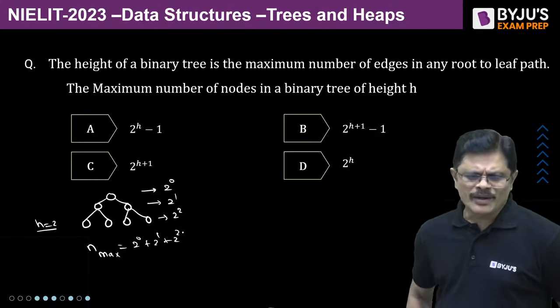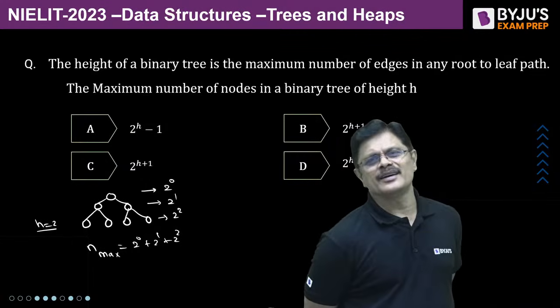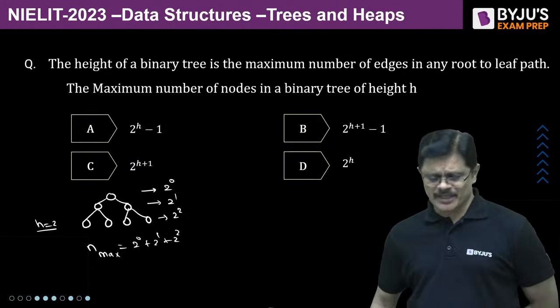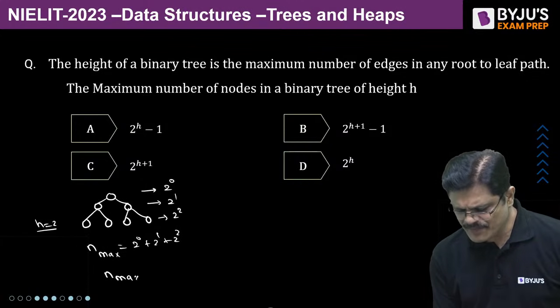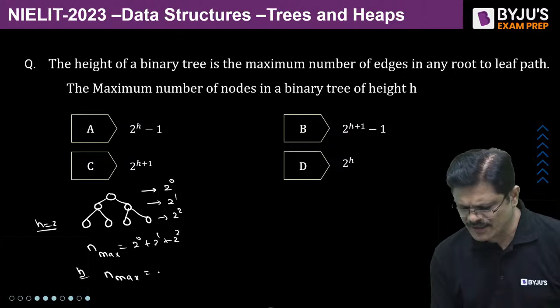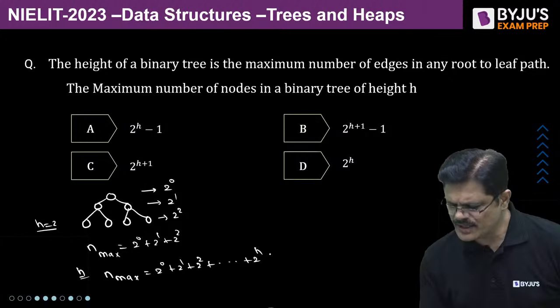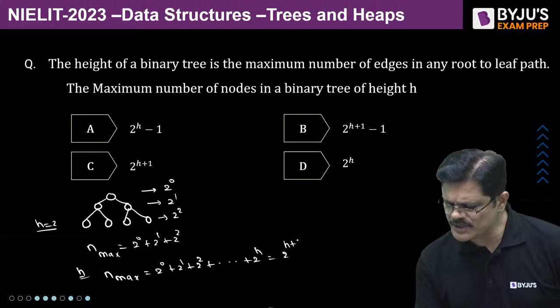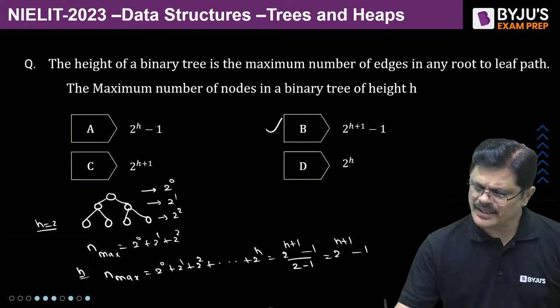Of course, it is a geometric series. Those who attended my classes on the basic fundamentals of discrete mathematics know all this formula. So N maximum, when the general height h is given, you have to go up to 2 power h: 2 square, 2 cube, and so on, 2 power h. And which is given by (2 power h plus 1 minus 1) by (2 minus 1), that is 2 power h plus 1 minus 1. That is option B.